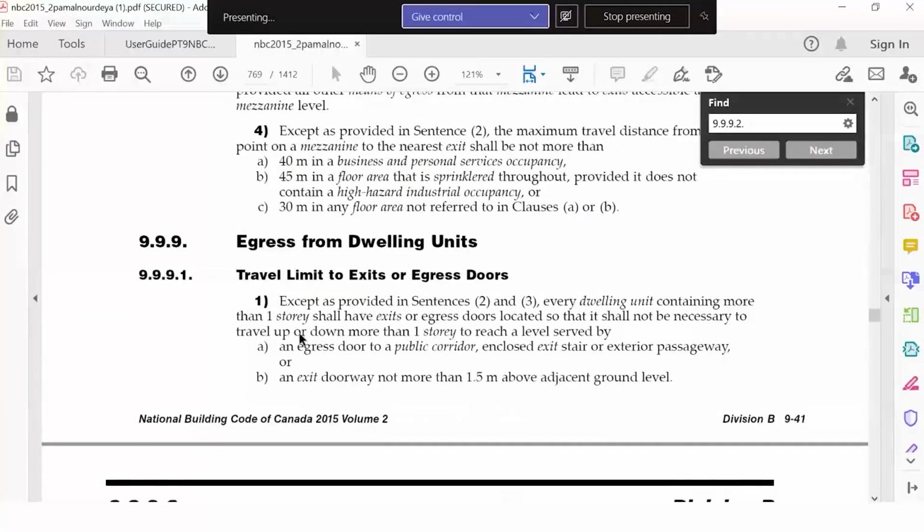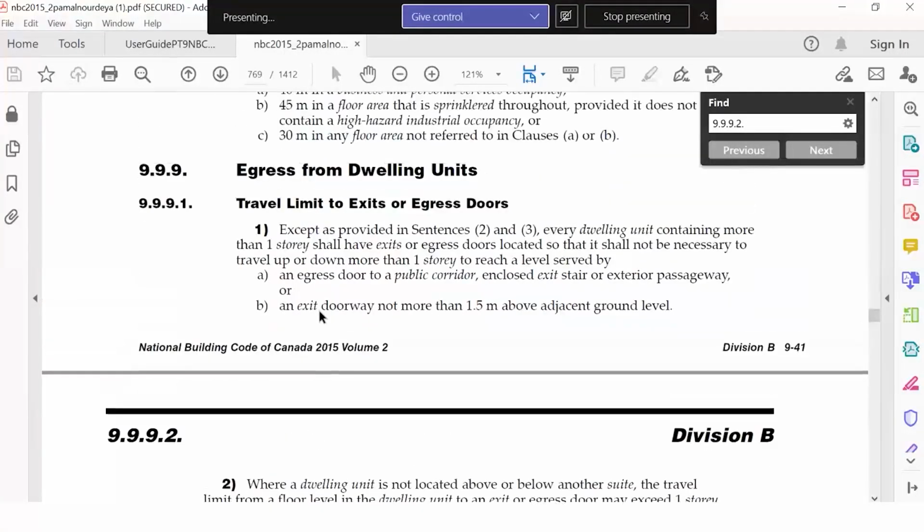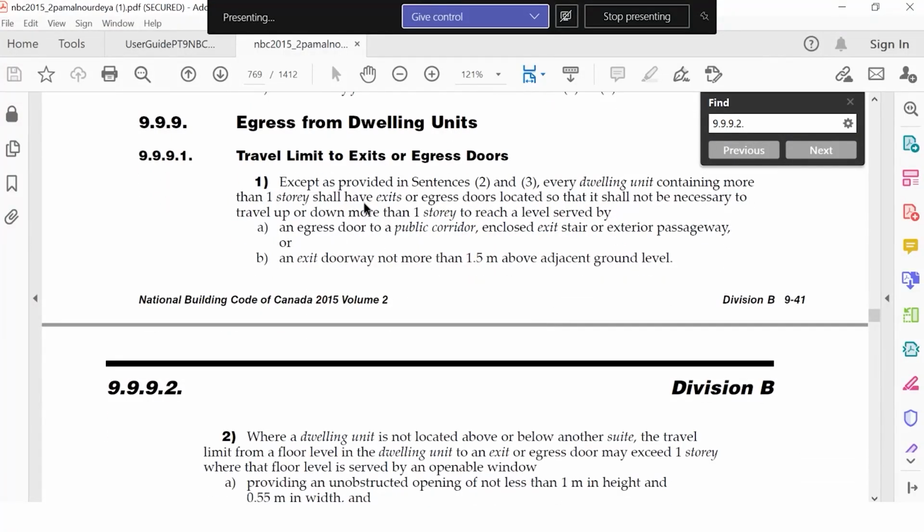So this one is egress from dwelling units. Every dwelling unit containing more than one story shall have exits or egress doors located so that it shall not be necessary to travel up or down more than one story to reach a service level, a level serviced by an egress door to a public corridor, an enclosed stair or exterior passageway, or an exit doorway not more than 1.5 meters above adjacent ground level, except as provided in sentences 2 and 3.